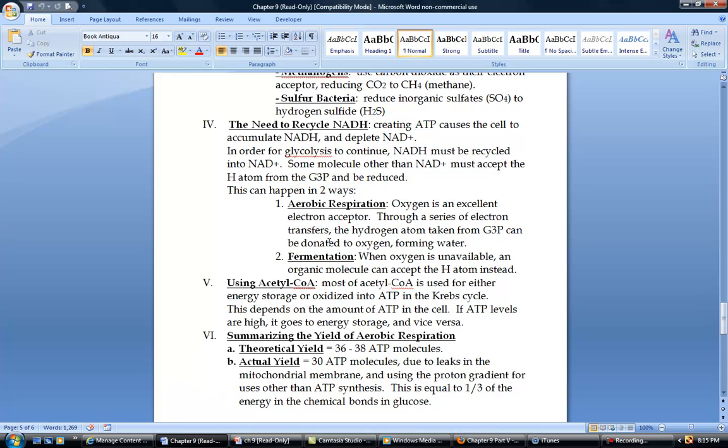Now, another thing that can happen is fermentation, and this is something that we can do in our bodies when we don't have enough oxygen, and we'll talk about that a little bit later.